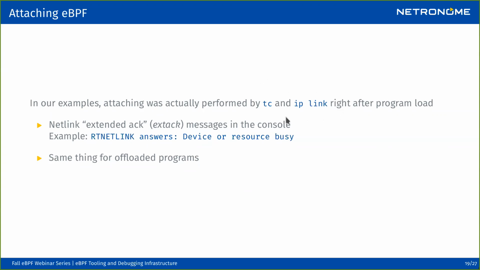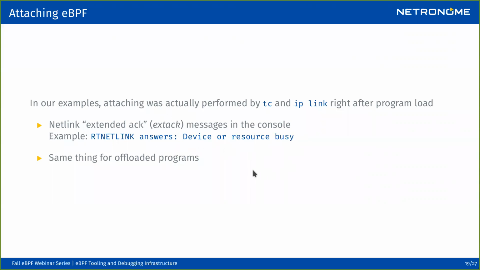Just what you can get at this time is netlink extack messages sent by the system to tell you that something's wrong when trying to attach the program. Typically, that would be the message we saw before. When there is already a program running on an interface, netlink would complain and say, no, that's not possible unless you tell me to override that program.